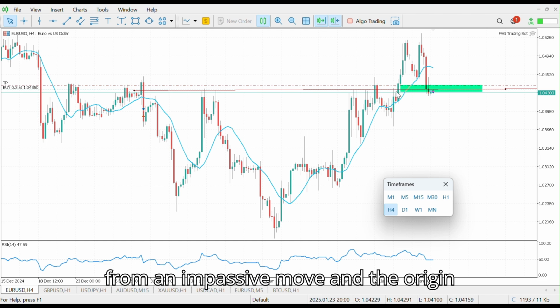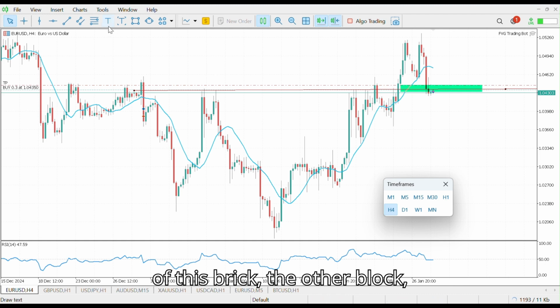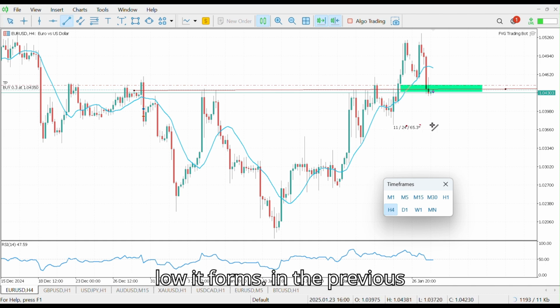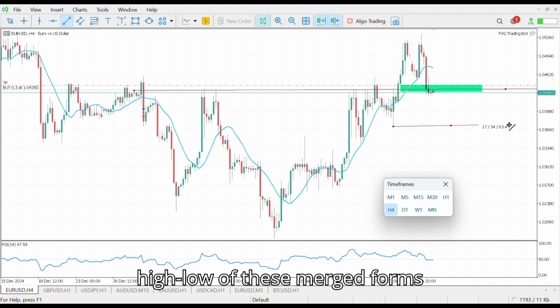is also from an impulsive move, and the origin of this break is the order block. This is the previous lower low, higher low it forms. This is the previous higher low this market forms.